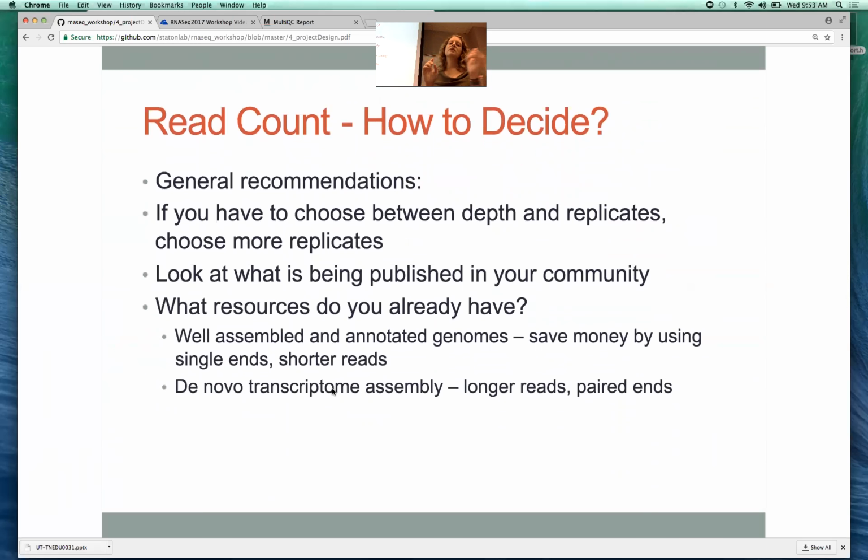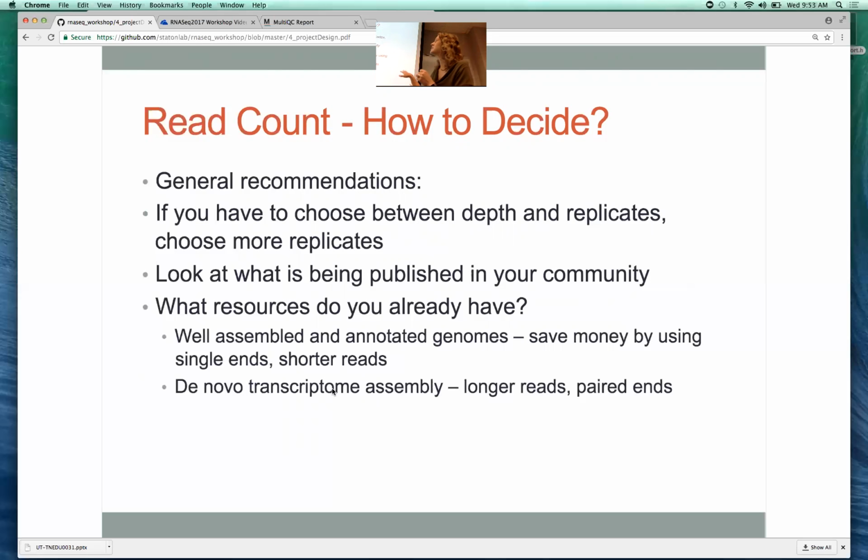And yeah, be sure to look at what is currently being published in your community. I feel like this changes really fast. I mean, we're looking at recommendations from 2011 now already being turned over by 2014. So I think the trend is definitely toward more replicates, but look at what's being published in your community. If you're working on microbes or yeast, you might need even fewer, even less depth, because there are fewer genes that you need to sample across.